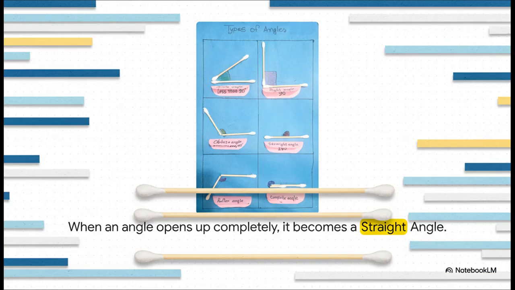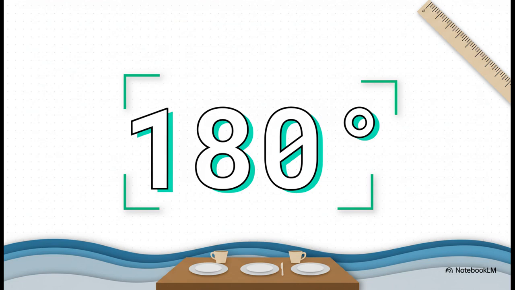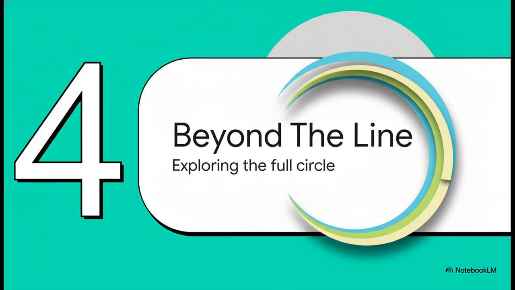Now, watch what happens when we keep opening that angle as far as it can possibly go. Bam! We get a straight angle. The two Q-tips don't even look like an angle anymore. They form one single, continuous, perfectly flat line. A straight angle measures exactly 180 degrees. And if you think about it, it's basically just two 90-degree right angles sitting side by side. This is the angle of a flat tabletop, a ruler, a straight line.